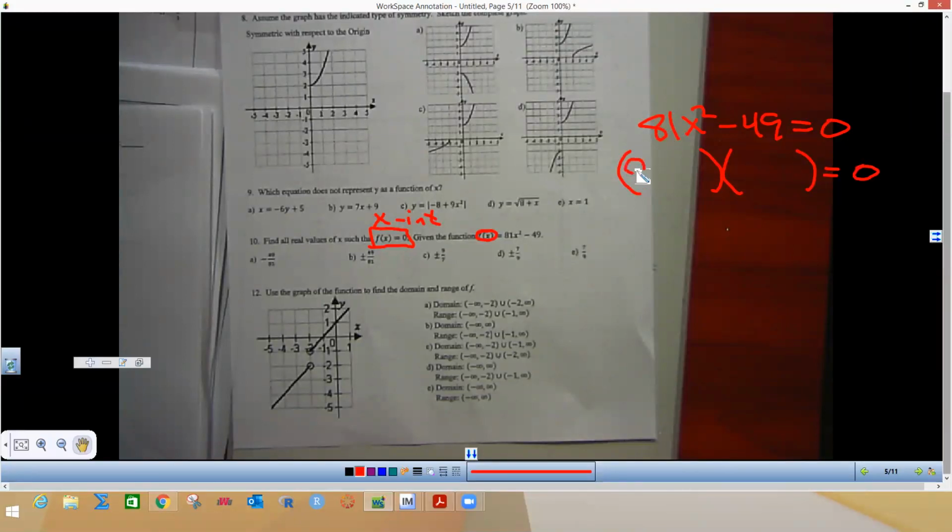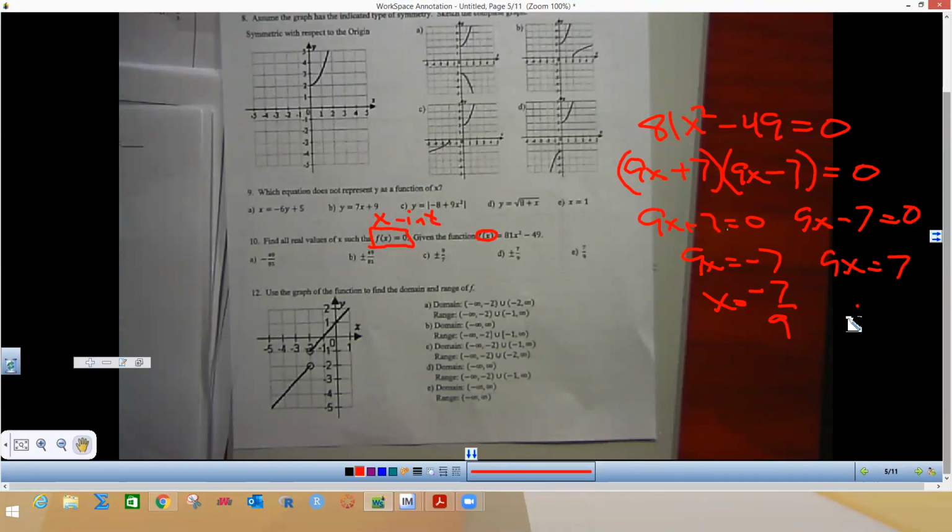So the square root of 81 is 9x. I'm sorry, 81x squared is 9x. So 9x goes here and here. One is a plus, one is a minus, and the square root of 49 is 7. So then you take 9x plus 7 equals 0, and 9x minus 7 equals 0. So over here, you subtract 7 over, and then you divide by 9. So you get -7/9. Over here, you add 7, and you divide by 9, and you get 7/9. So positive and -7/9 work. So right there's my answer.